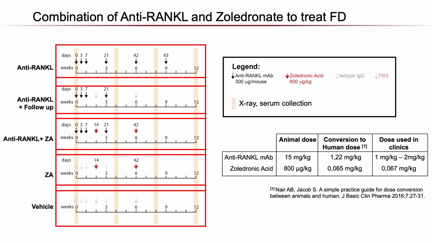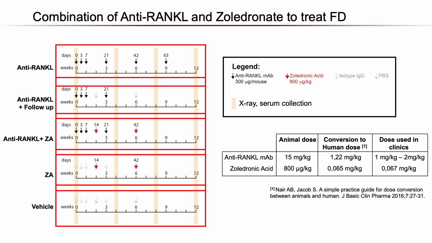And here's the experimental design we used. So we treated all the mice for 12 weeks and created 5 groups of treatment. The first group received anti-RANK ligand for 12 weeks, once every 3 weeks with a loading dose in the first week.